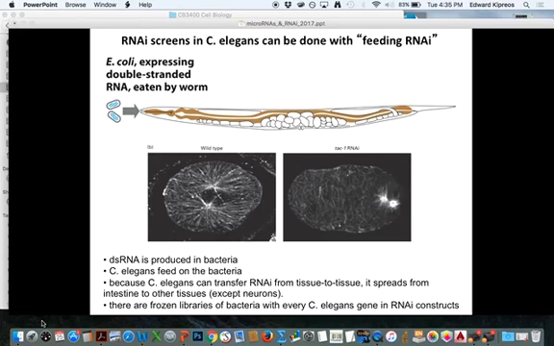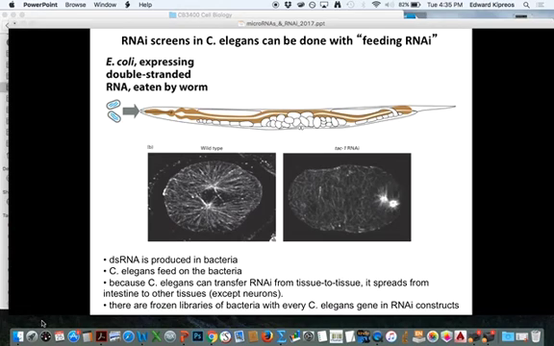So basically there are libraries where, if you want to do a screen, you don't have to inject or do anything. You just feed them one particular bacteria that expresses the double-stranded RNA for one gene. You feed them a different bacteria that expresses the double-stranded RNA for another gene. I have a library in my lab with about 16,000 different bacteria that have different genes. And I can just screen by allowing the worm to eat that, and they'll inactivate the gene.